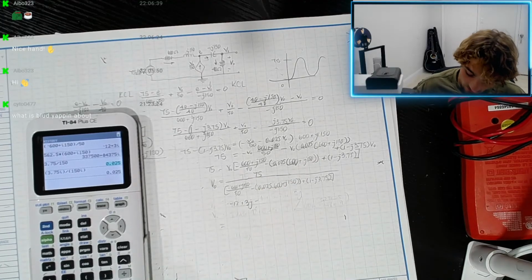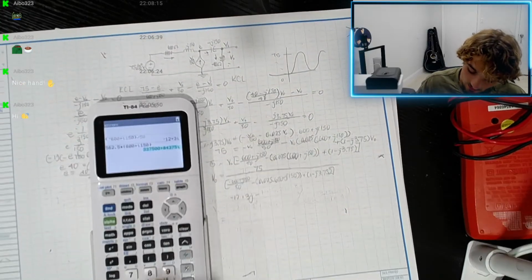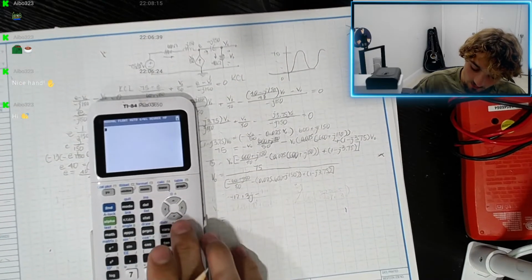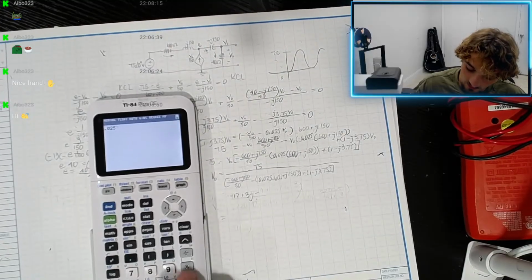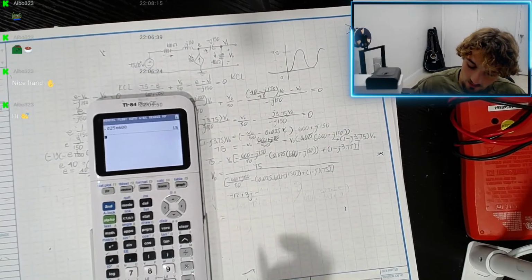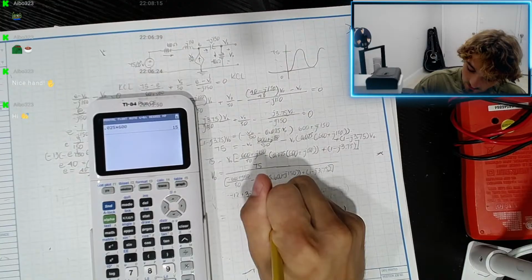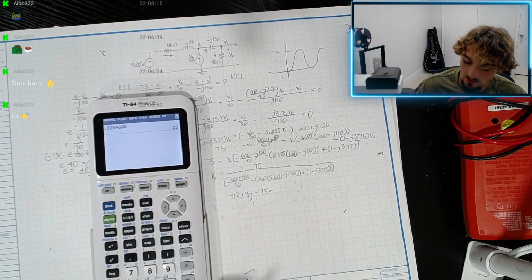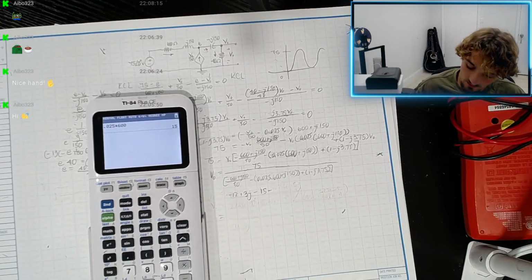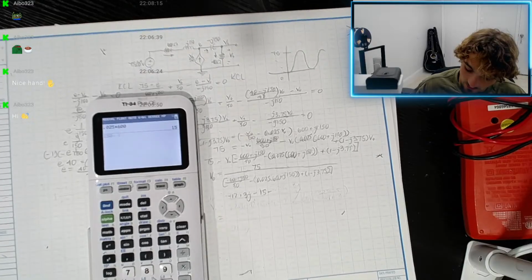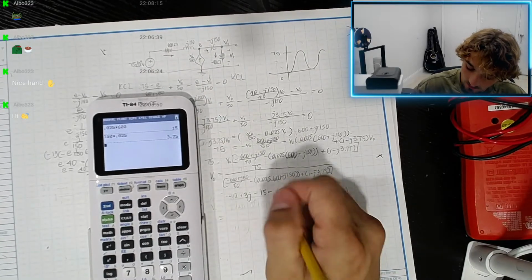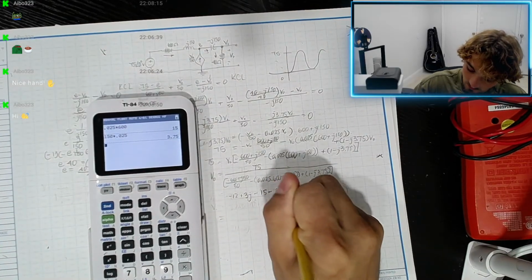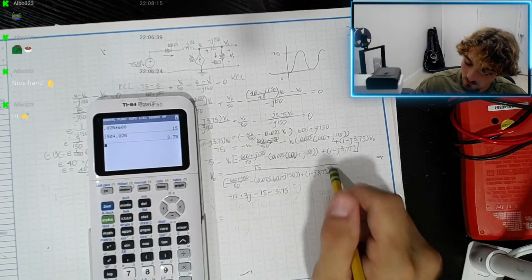Minus 0.25. All right, let's do this. 0.025 multiplied by 600 equals 15. So minus 15. Also, we're going to distribute the negative. J 150 multiplied by 0.025 is 3.75. Yeah, just like that.